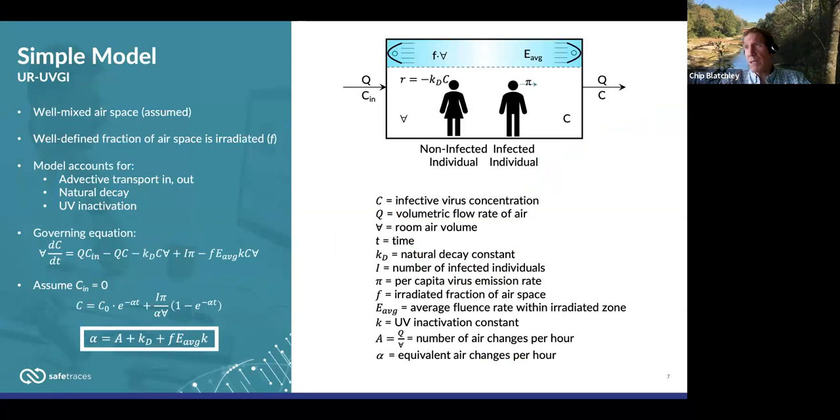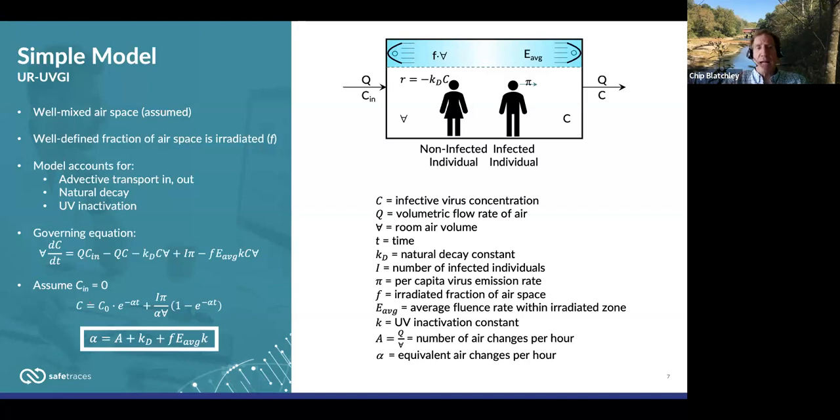And if we have that well-mixed airspace, then it becomes relatively simple to develop a model to describe the dynamic behavior of this system. I've assumed also that there's a well-defined fraction of the airspace that's being irradiated, and I'll just call that lowercase f, and that's illustrated schematically in the upper right. The model itself that's presented on this slide, identified as the governing equation, accounts for advective transport of the pathogen of interest into and out of the control region, the room.